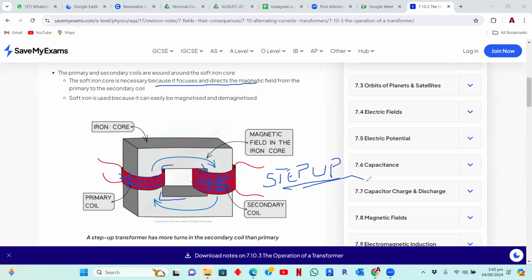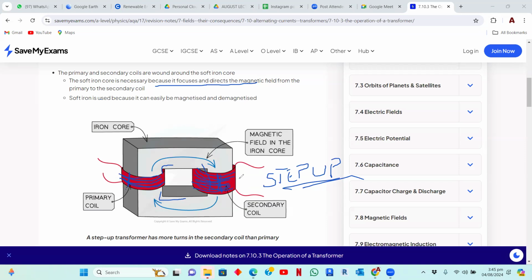Because, number one, the first identification of it is just by looking at the primary and secondary coil. Because the secondary coil has more turns, that means it is going to increase whatever value is at the primary coil. If it's current, it's going to increase the current, and eventually it's also going to increase the voltage. A step-up transformer increases the value.